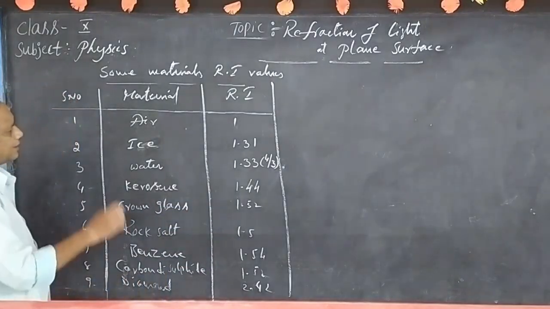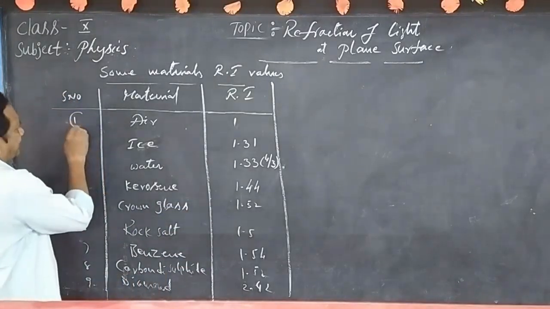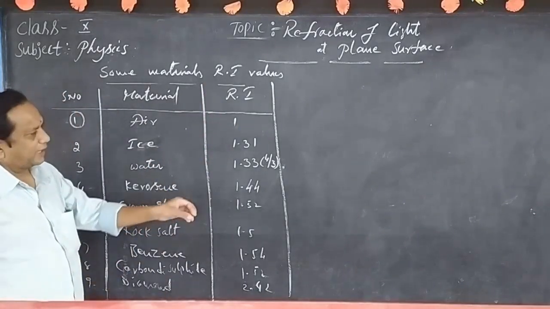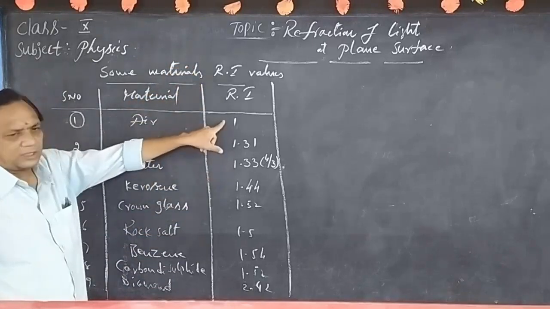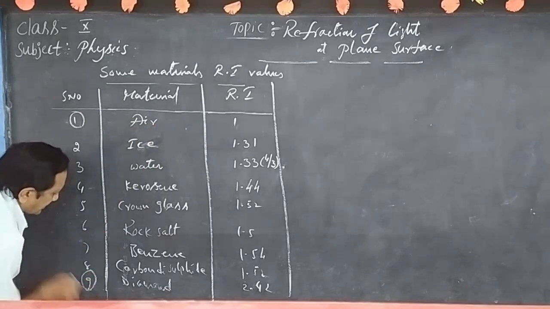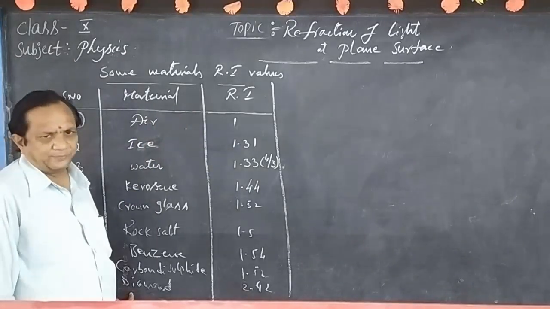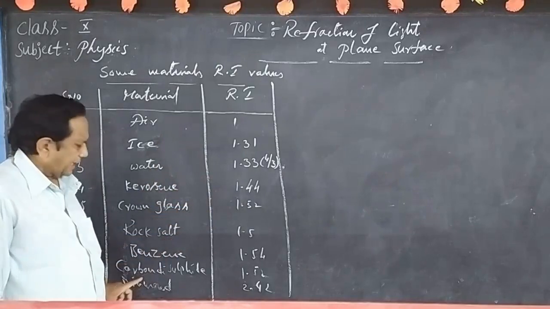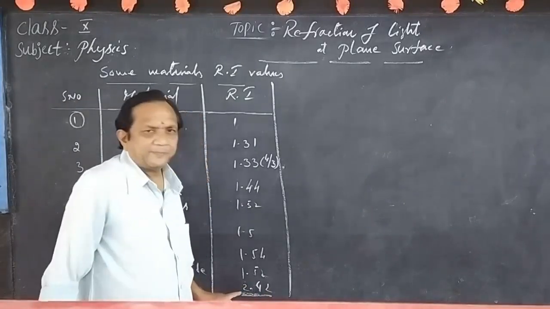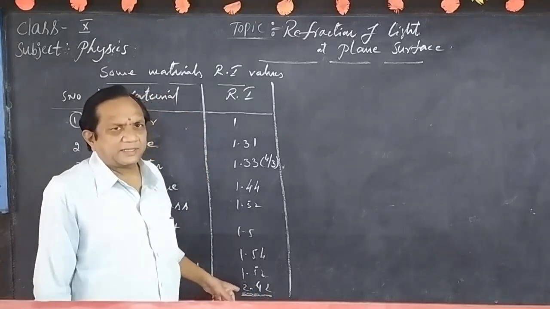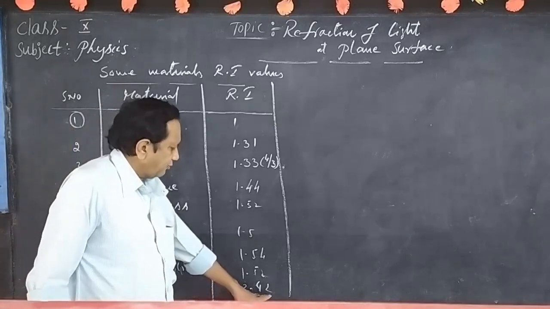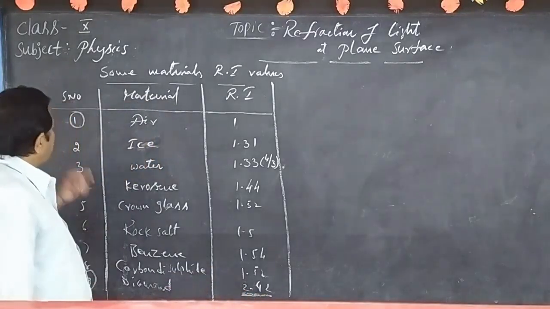Among these, to remember, very important are air. Air refractive index is least. If compared to other media, the refractive index of air is very low. It is only 1. And diamond, consider this diamond, it has the highest refractive index value. So among all the materials, the highest refractive index is diamond. It's a very important value. Remember that. In the next explanation, it's a very important one. Refractive index of diamond, remember, it is 2.42.